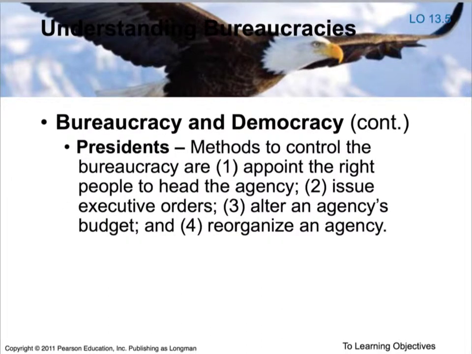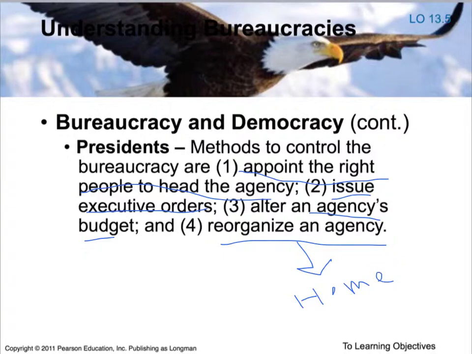So, presidential control. Methods of control of the bureaucracy are to appoint the right people to the head of the agency, to issue executive orders, which basically say you will do what I say, and they don't need to be approved by Congress, to alter an agency's budget, either give them more or less money, and to reorganize the agency. We saw this happen with Homeland Security. We took several agencies and organized them into one.